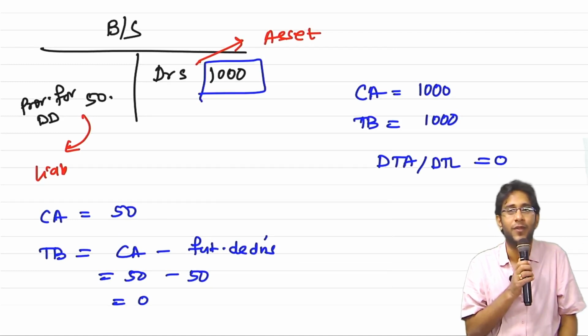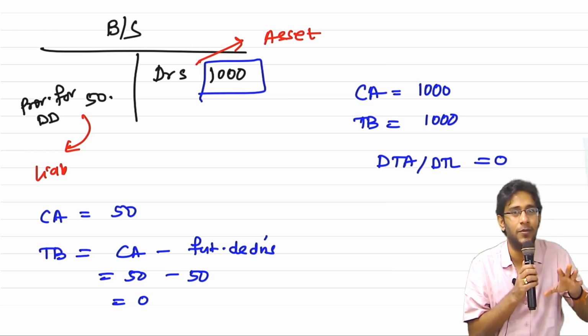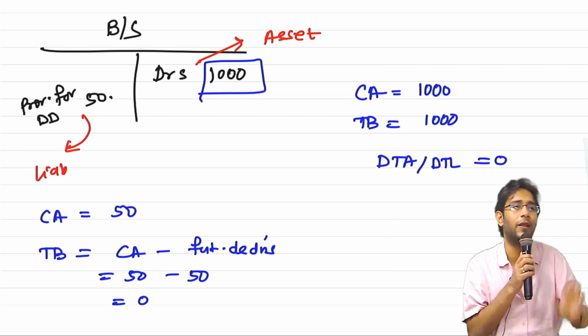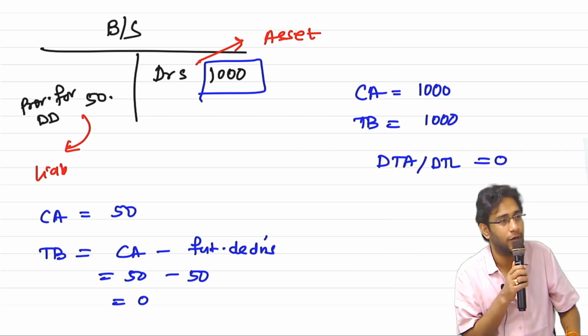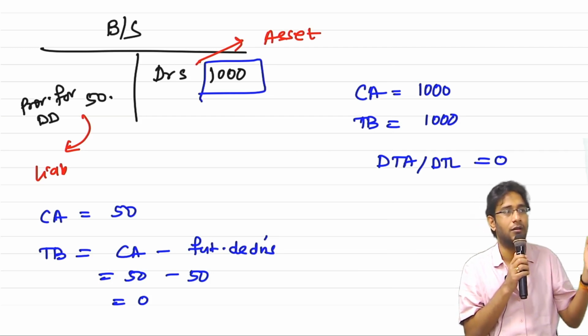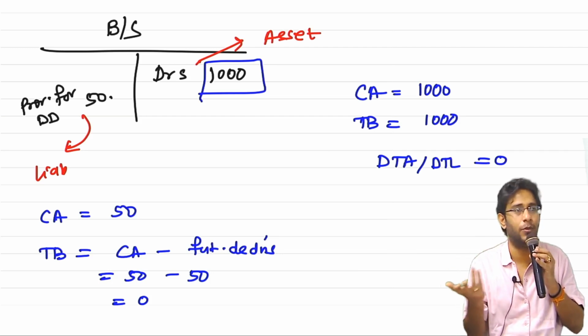See what I did. Debtor, treat it as an asset. Provision for doubtful debts is a credit balance. It's not a liability, but still treat it as a liability and apply liability rules. The answer will still come, 100%. Debtor 1000 is my carrying amount now. The tax base is also the carrying amount because it's not taxable.